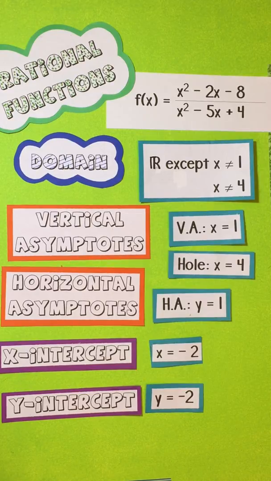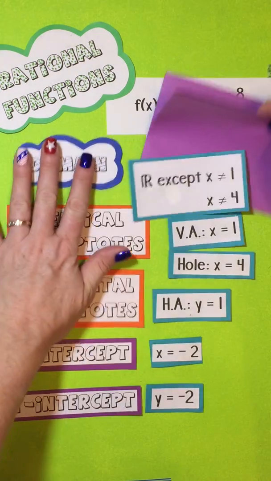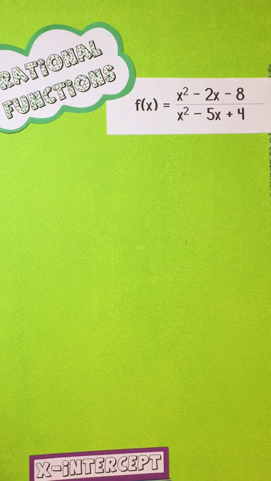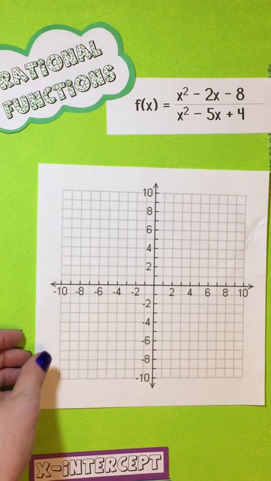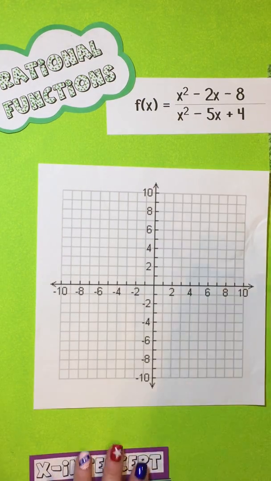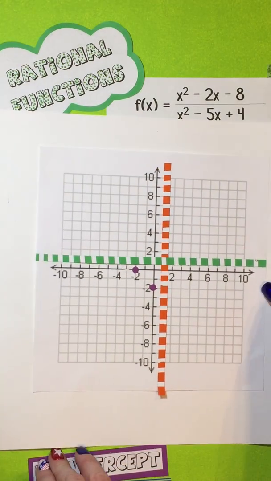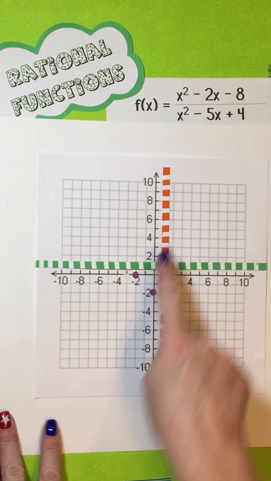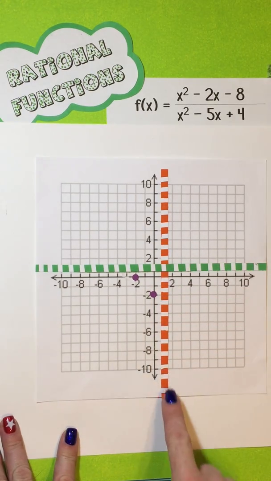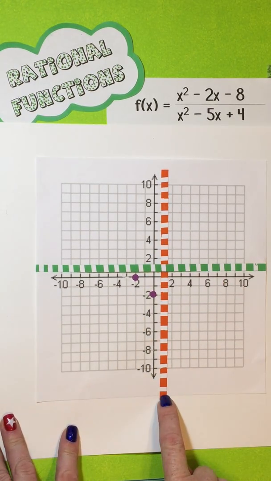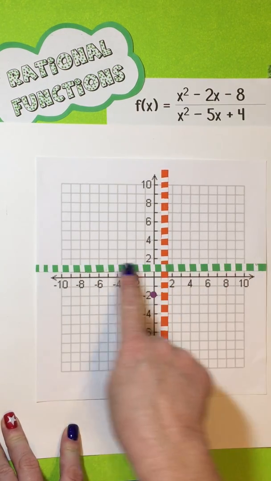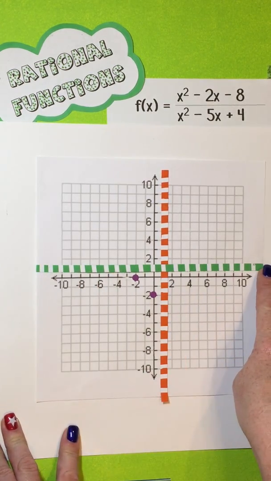So now when we graph this, let's go ahead and get rid of all of these things. We will take our graph right here. We'll plug these all together. I've already put some of these things together. So here we are. We have our vertical asymptote, dotted line, right here at x equals 1. We have a horizontal asymptote right here, green dotted line, at y equals 1.